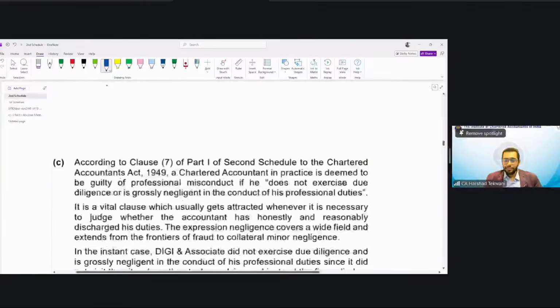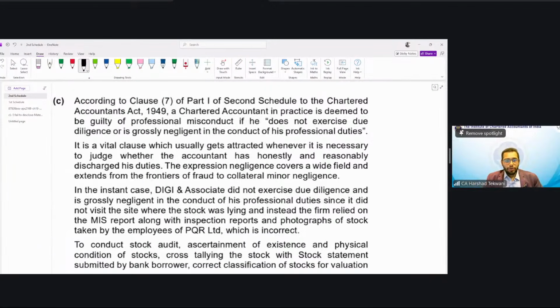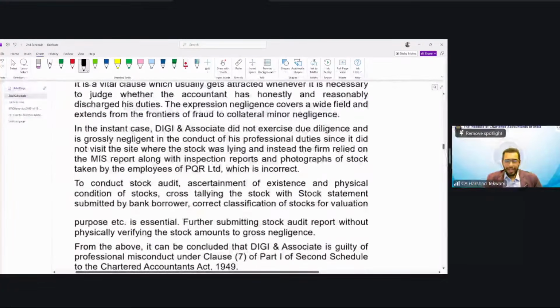So let's see the answer. According to clause 7, part 1 of the second schedule to the CA Act 1949, a chartered accountant in practice is deemed to be guilty of professional misconduct if he does not exercise due diligence or is grossly negligent in the conduct of his professional duties. Now, in the current particular case, DIGA associate did not exercise due diligence in the conduct of their professional duties, and they did not visit the site. Instead, they relied on the MIS report, and the reports and photographs provided by the company.